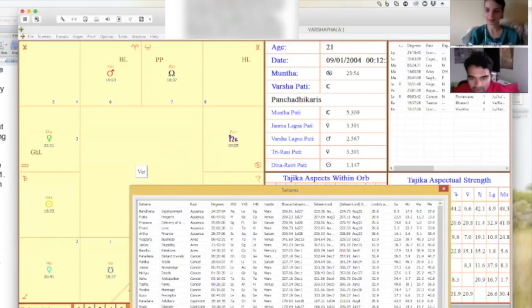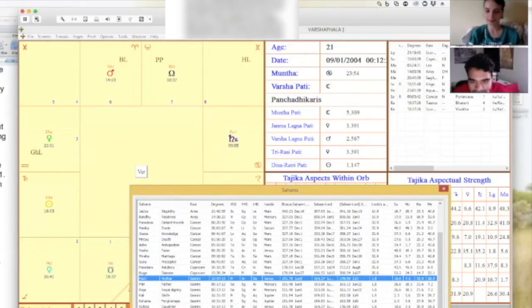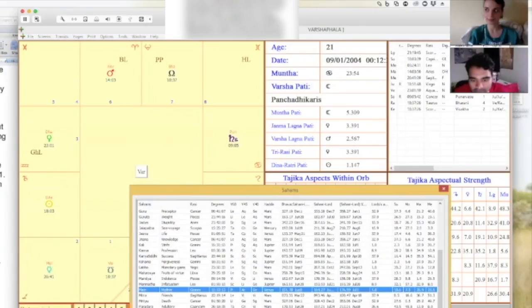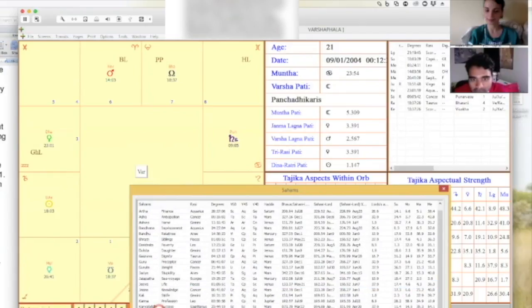Then the other important thing was Paradesha, we looked at it, and then Jalapata. I'm going to sort this a bit so that you can easily see. So the Jalapata Saham falls in Scorpio. You see that, Carmina? And I see that.